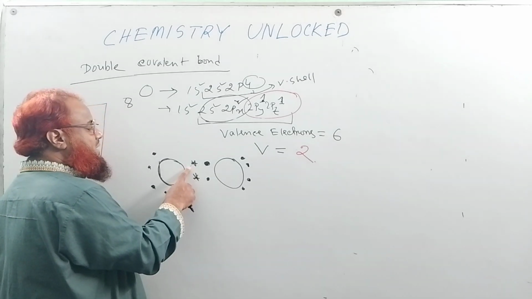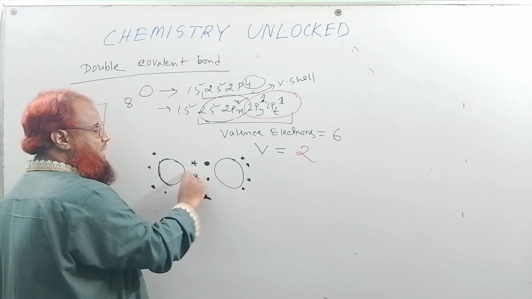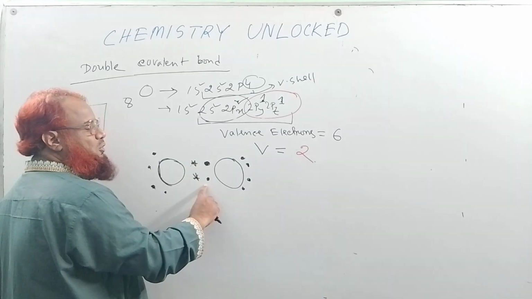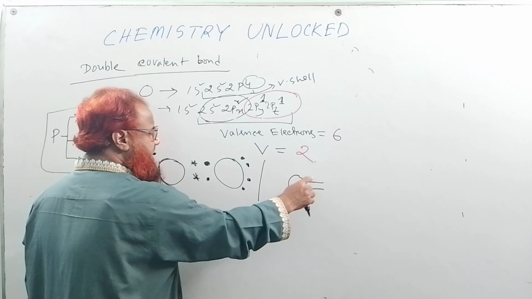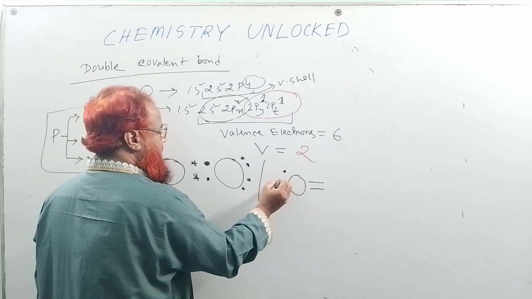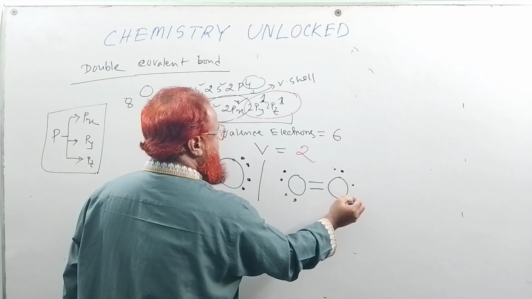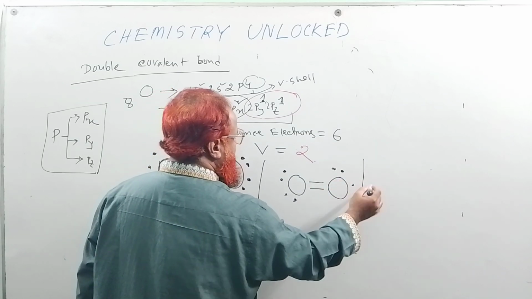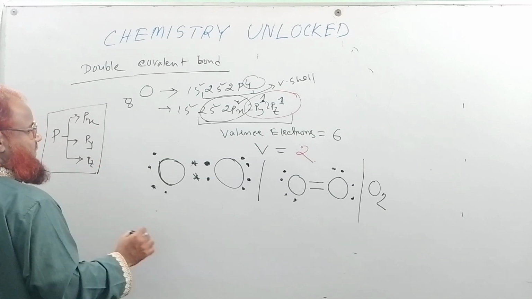So this oxygen atom has 2 unpaired, and here is 2 unpaired. This unpaired will be paired, and here unpaired will be paired. So we'll get this type of diagram. Double covalent bond. This is the diagram of the O2 molecule, that is the dot diagram.